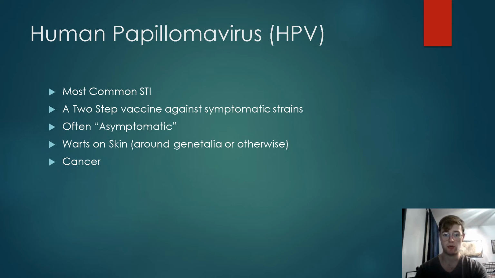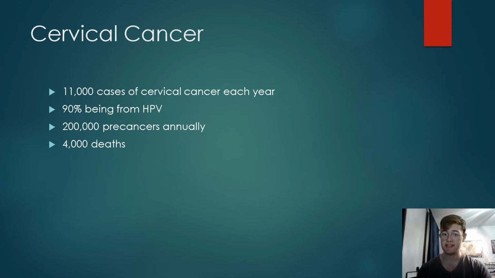HPV can make people much more susceptible to cancers, such as those of the vulva, vagina, penis, anus, and oropharynx, but the most common is cervical cancer. There are 11,000 cases of cervical cancer annually, with 90% being from HPV infection. Additionally, 200,000 cervical precancers are diagnosed every year. 4,000 deaths occur each year from cervical cancer, the majority of which are caused by HPV.